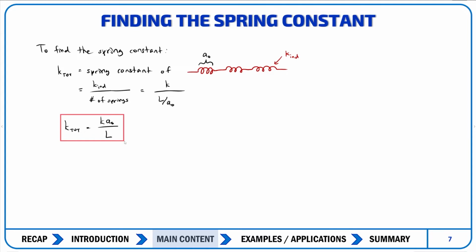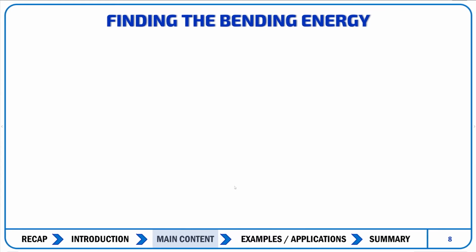So now we have two equations. We know we have the spring constant. We know we have delta L. With these two, it's now highly possible to be able to calculate the bending energy of DNA. So the next slide has to do with finding the bending energy, which we call E bend.